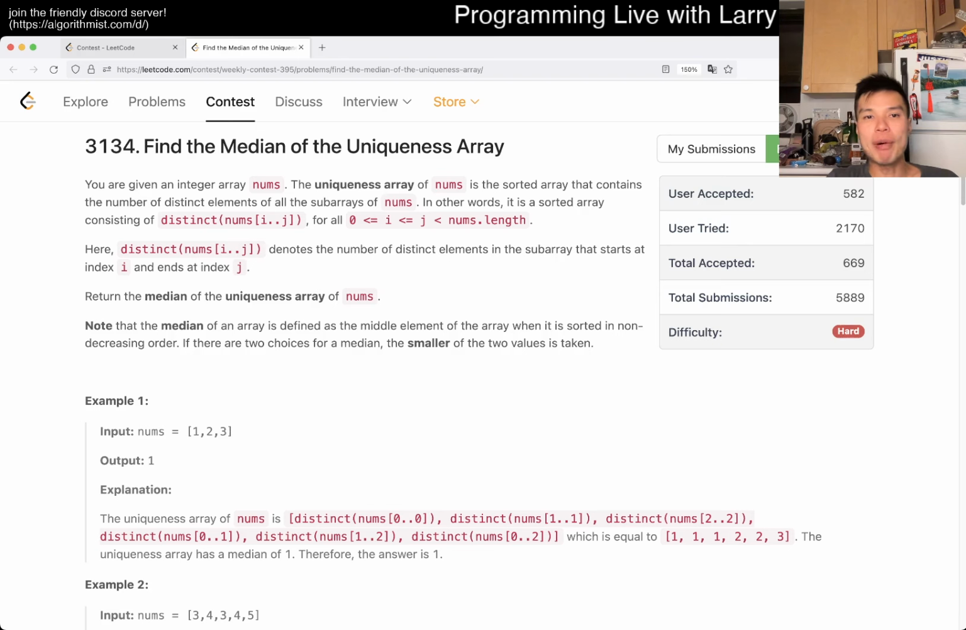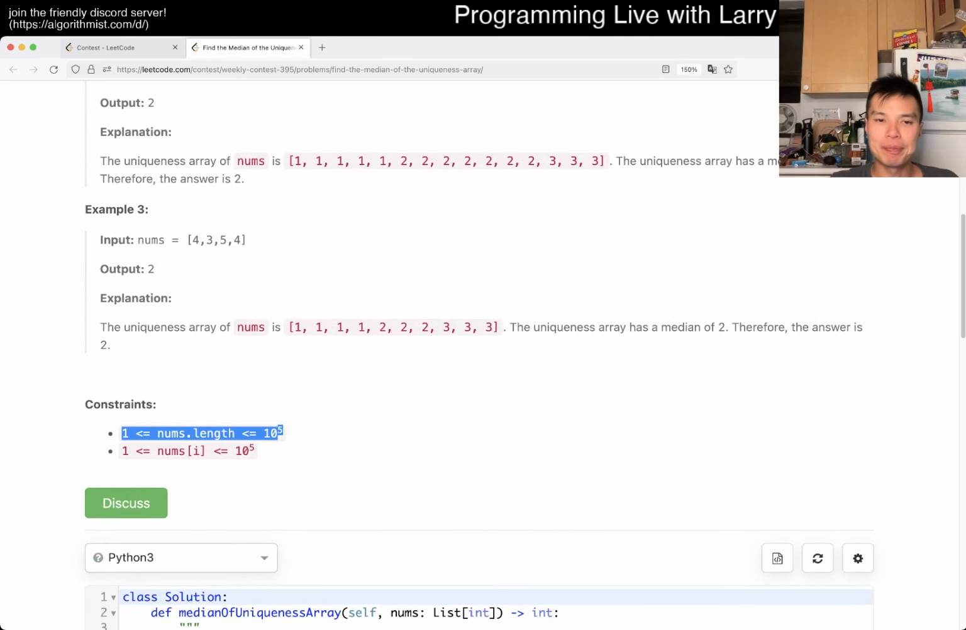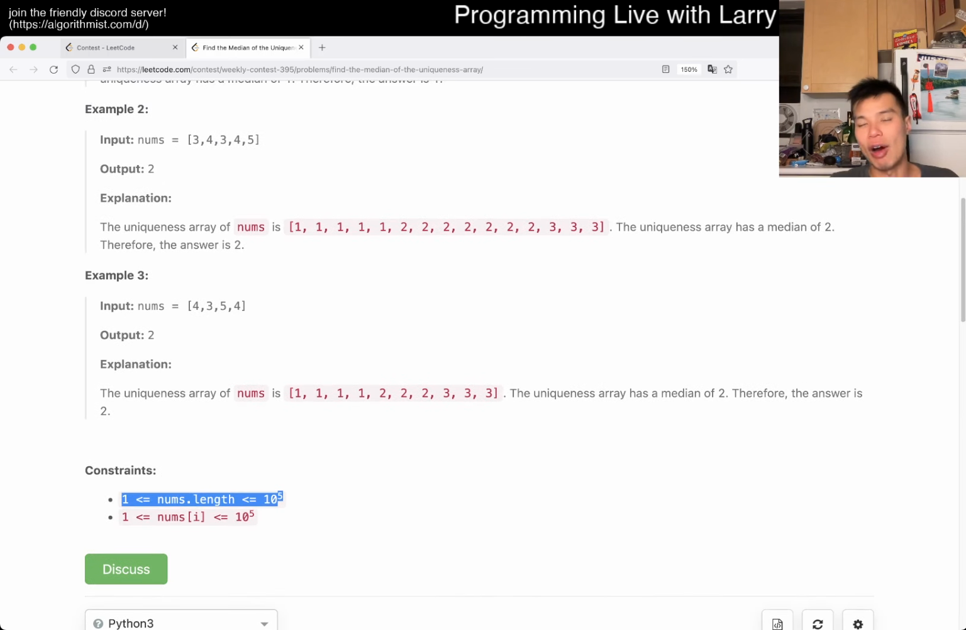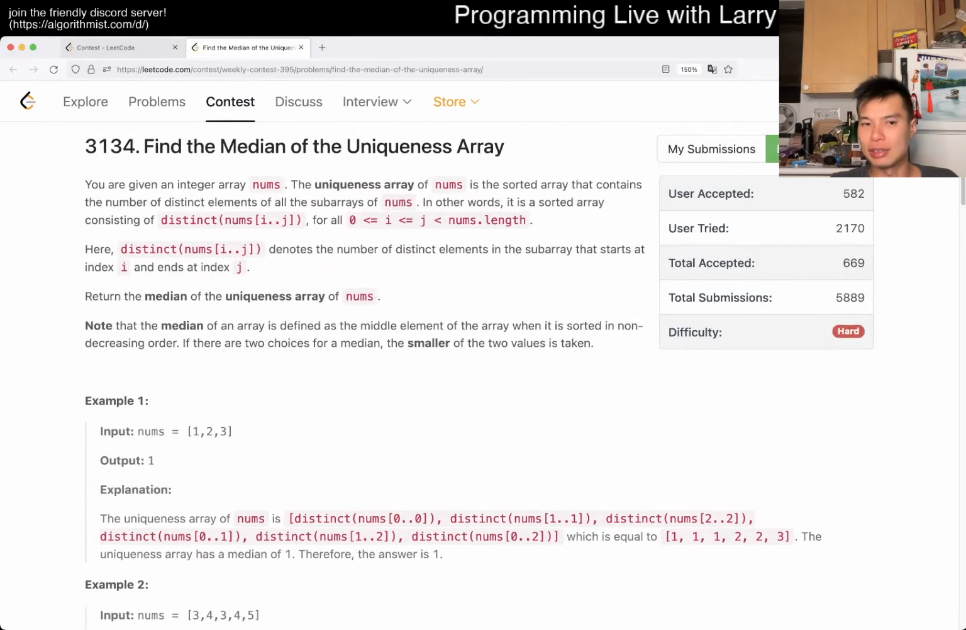The key part about this problem is there are a couple of key parts. I think the first thing is noticing that n is 10 to the 5th. Because n is 10 to the 5th, you know that you cannot obviously do anything even naive, because n squared is a little bit too expensive, and that is no go.